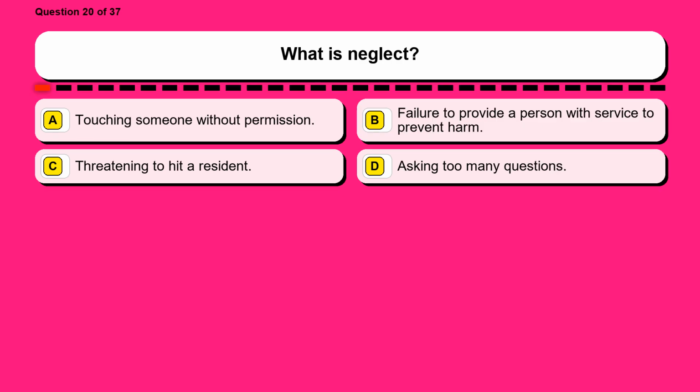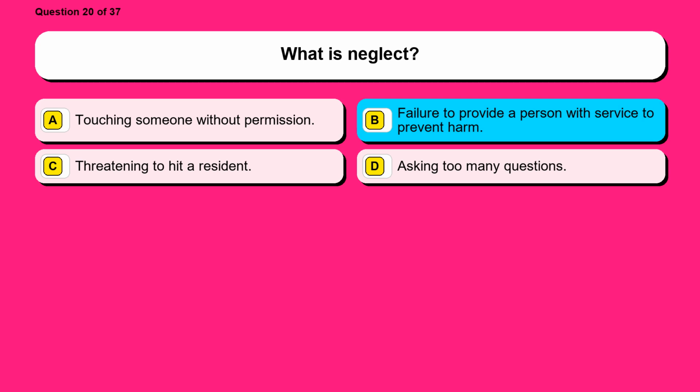Question 20. What is neglect? Option A, touching someone without permission. Option B, a failure to provide a person with service to prevent harm. Option C, a threatening to hit a resident. Option D, asking too many questions.